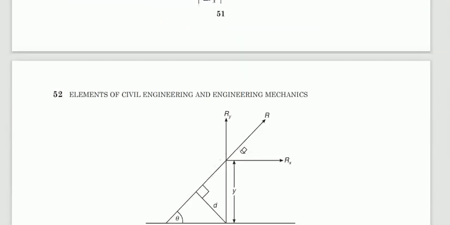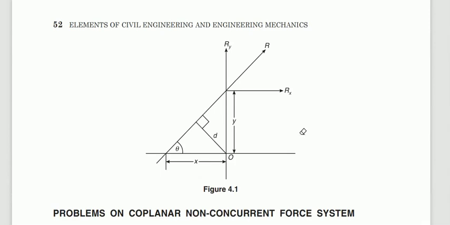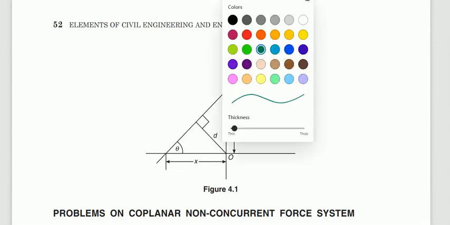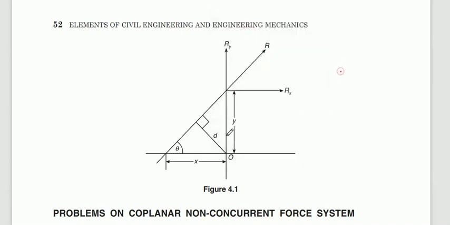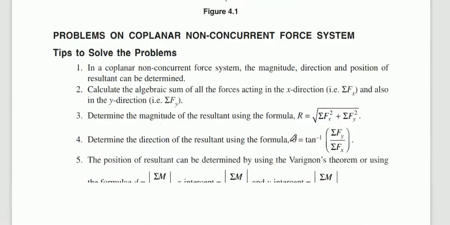So this is regarding the coplanar non-concurrent force system. You can observe here, this is the resultant. For the x intercept and y intercept, you are finding out from the point O or the given point. What is the distance x and what is the distance y at which our resultant lies? That you need to find out here.